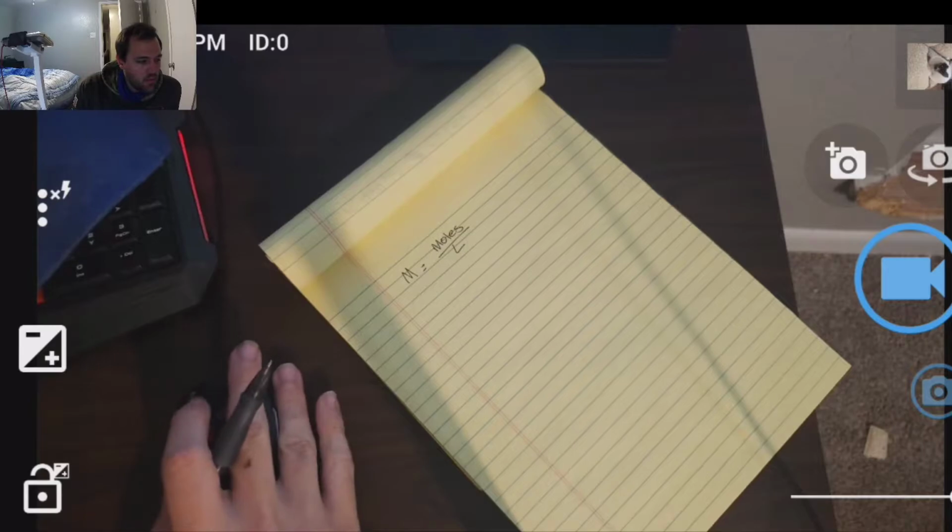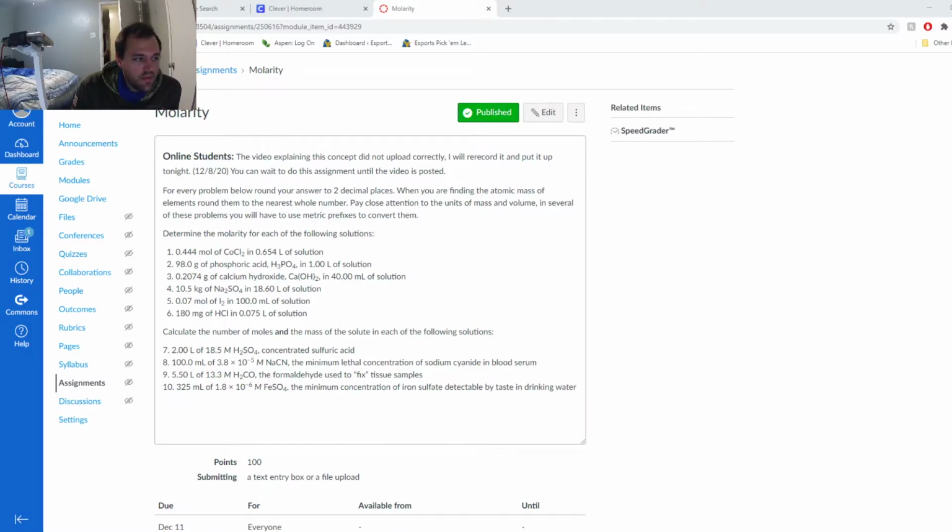Okay. So when we're looking at the homework, these first 6 are asking you to calculate molarity. For number 1, it gives you moles and it gives you liters, right? The question is 0.444 moles of cobalt chloride in 0.654 liters of solution.